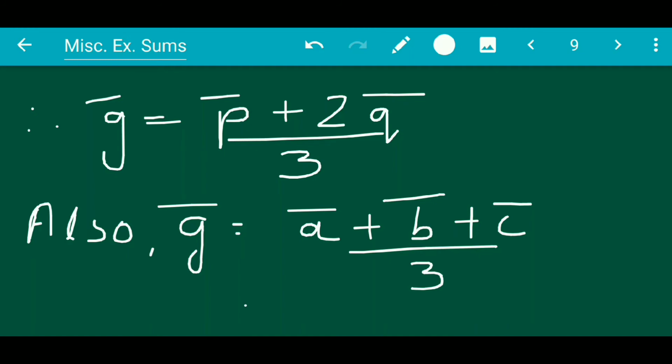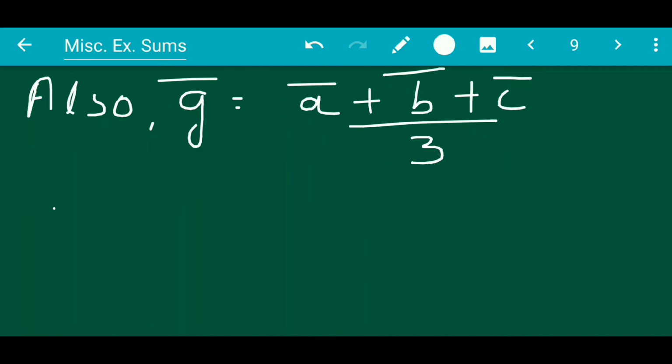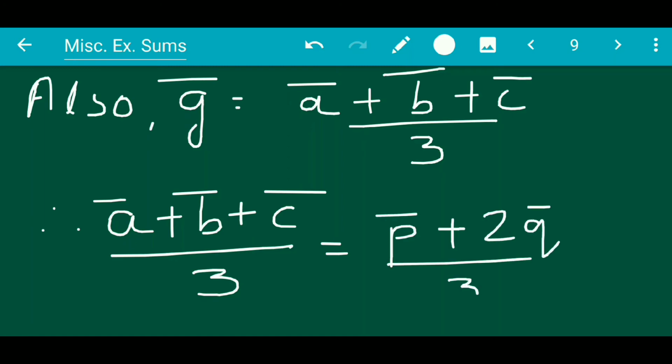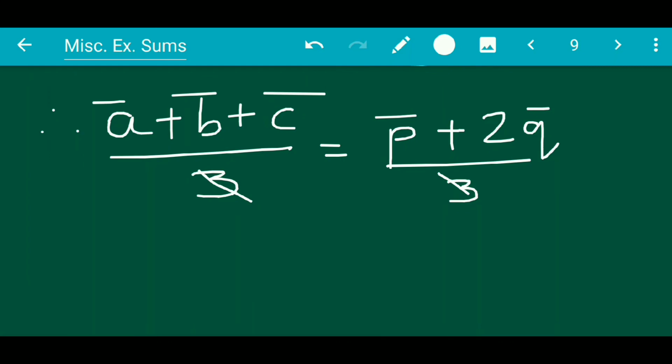By equating both these statements, we get therefore (A bar plus B bar plus C bar) upon 3 is equal to (P bar plus 2 Q bar) upon 3. Now 3 gets cancelled. We keep this in mind. Say this can be numbered as statement 1. Okay. Now let us take the LHS of our given question.